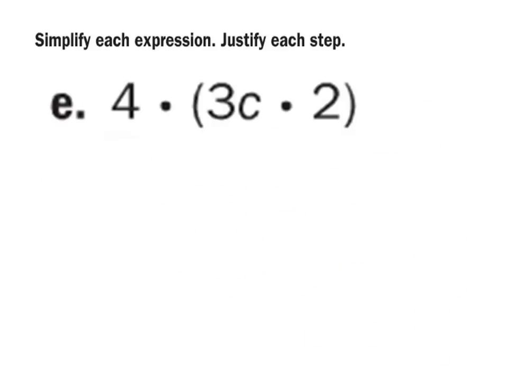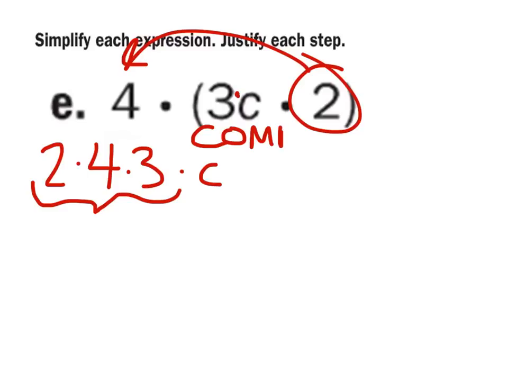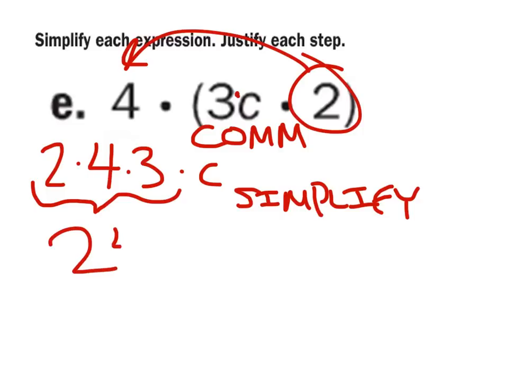Let's look this one over, though, real quick. Notice it's 3 times C right here, right? So in other words, I can commute the 2 over. So now I'd have 2 times 4 times 3 times C. In other words, I just combine these 3 to simplify. So I use the commutative property here. Then I just simplified. And I get 24C.